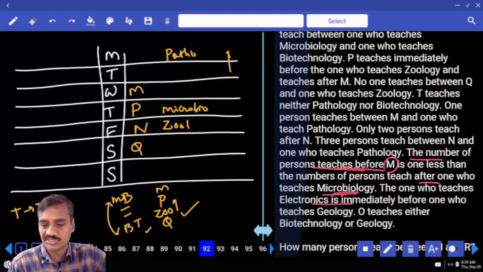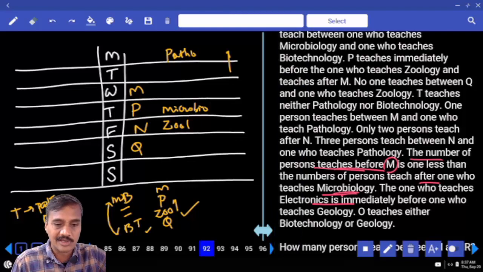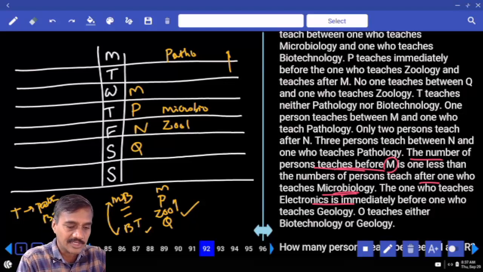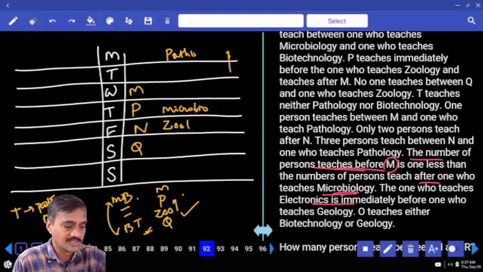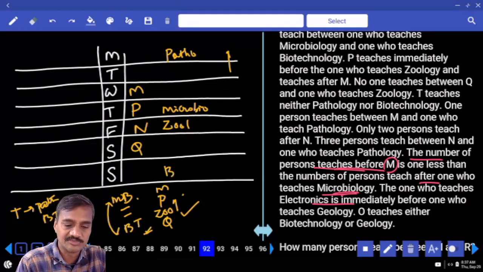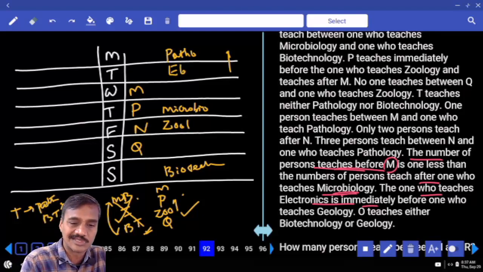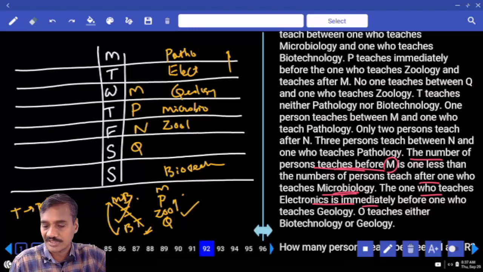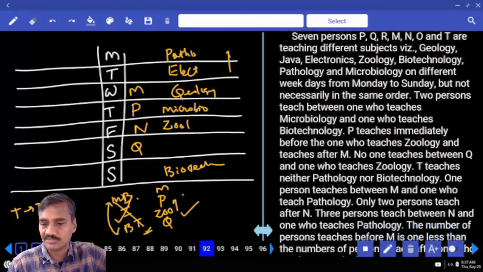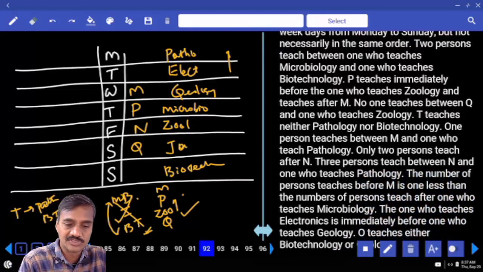And next one, the one who teaches electronics is immediately before the one who teaches geology. Electronics and geology must be adjacent to each other. Then next one, T, M, P, O, and Q, microbiology and biotechnology. How many persons? There must be exactly 2. And this must be biotechnology. Now if this is biotechnology, this is also done. Then these 2 persons are adjacent. Which 2 here? The one who teaches electronics is immediately before geology. This person teaches electronics and is immediately before geology. Geology is here. Done? And tell me what is the other subject left over here? The only other subject that is left over is Java. And this Q teaches Java.